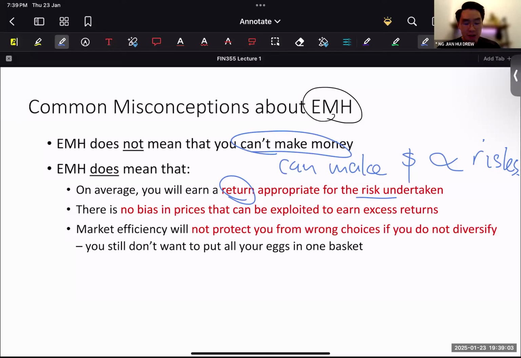At the end of the day, efficient market does not protect you if you do not diversify, like what we mentioned. If you're going to put all your money 100% in Nvidia, then it will not protect you. You might have a large downside risk.